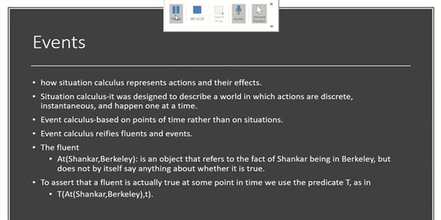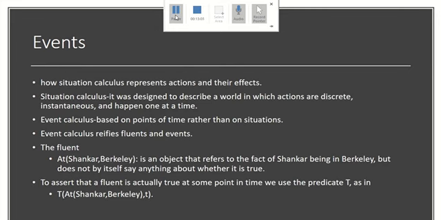Now, what are fluents? Let's take an example: the predicate At(Shankar, Berkeley). This predicate means Shankar is at Berkeley. This predicate is an object that refers to the fact of Shankar being in Berkeley, but does not by itself say anything about whether it is true or not. So the validity of this particular fluent is not shown here.